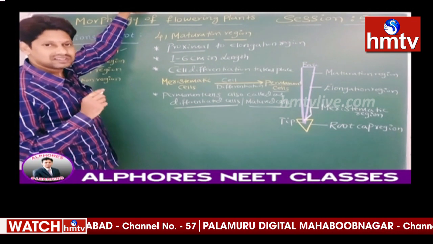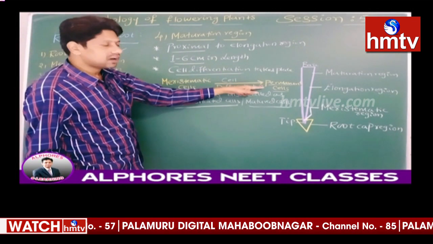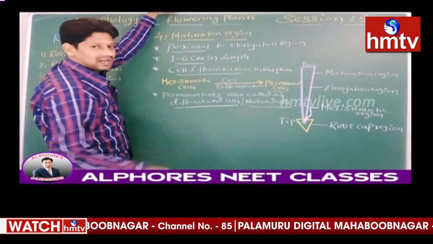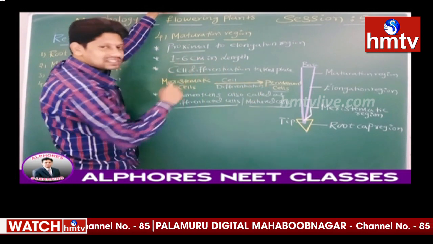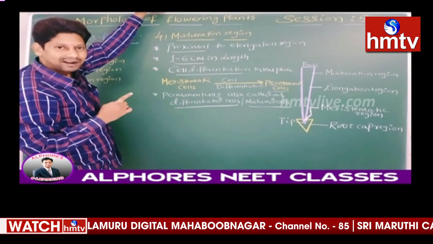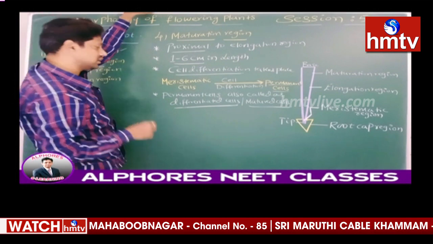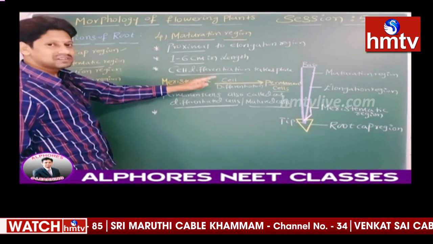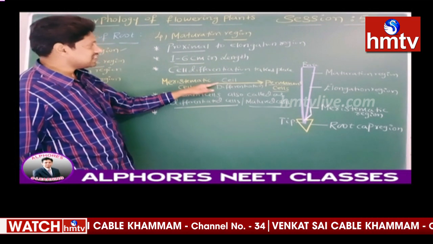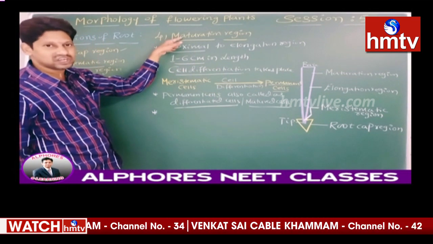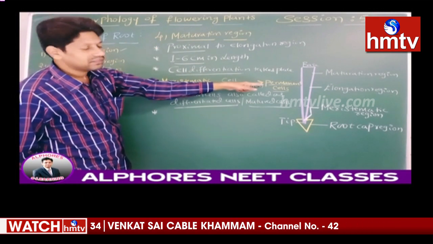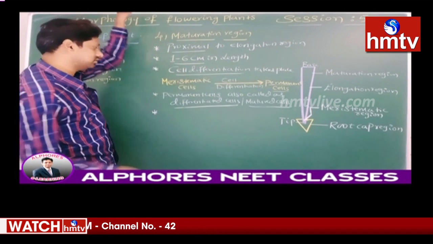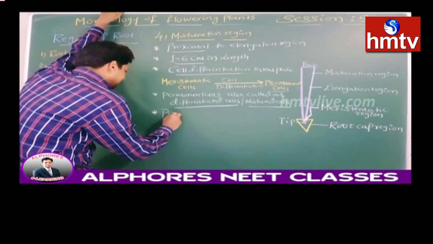Now listen to the statement. Permanent cells are formed in which region? Maturation region. These permanent cells form the epidermis, cortex and stele of the root. Permanent cells are formed by the cell differentiation process, and cell differentiation has taken place in the maturation region. Therefore, in the maturation region, these permanent cells form the epidermis, cortex and stele of the root.